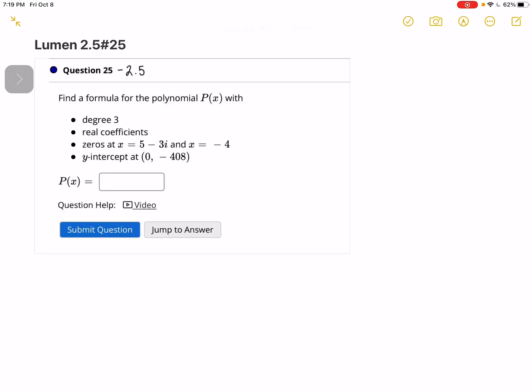Okay, for this problem, it looks like it's from 2.5, number 25, we're going to find the polynomial, and we have lots of clues to help us find it. First of all, it's degree 3, it has real coefficients, that's a big clue right there. And then zeros are at x equals 5 minus 3i and x equals negative 4. So there's a third zero. What do you think it is? And then the y-intercept is at 0, negative 408. It's a big number.